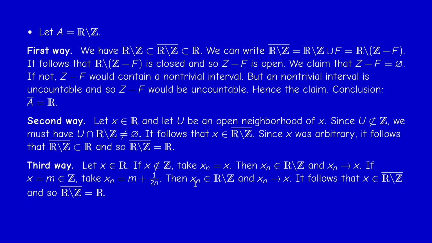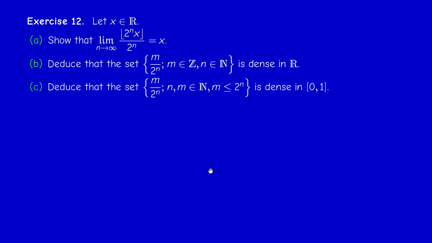So completely parallel. And the last example is completely similar to the second one. You can do it by yourself. Use the method that you like. So this concludes exercise 11. Here this Z should be like this Z here, the integers. The next exercise is also about density.